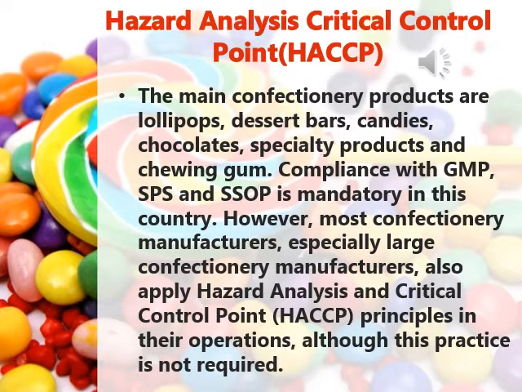Secondly, we'll talk about the Hazard Analysis Critical Control Point, HACCP. The main confectionery products are lollipops, dessert bars, candies, chocolates, specialty products, and chewing gum. Compliance with GMP, SPS, and SSOP is mandatory in this country. However, most confectionery manufacturers, especially large ones, also apply HACCP principles in their operations, although this practice is not required.